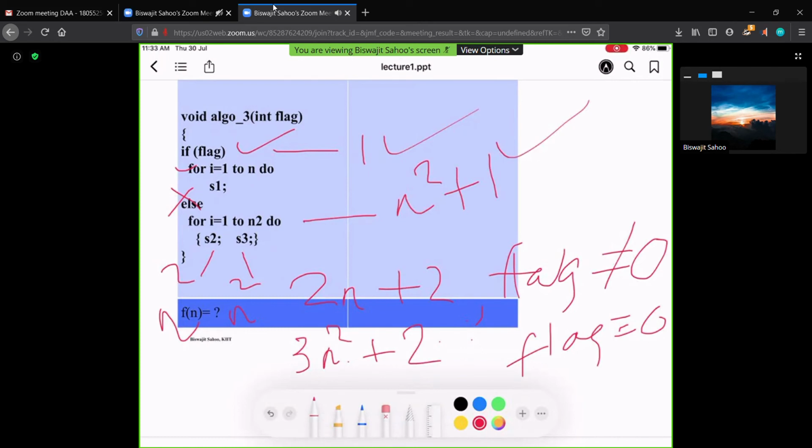Are you getting the same frequency count or different frequency counts for the same algorithm? Different. Yes, when flag is equal to 0, we are getting 3n square plus 2. When flag is equal to non-zero, we are getting 2n plus 2. So let us connect it again.